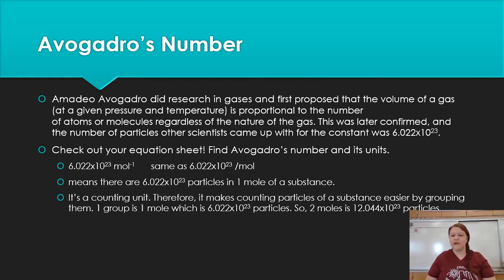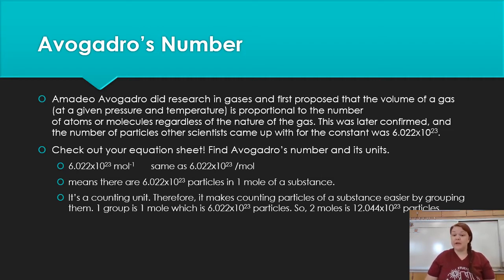So I could have helium there, or I could have carbon dioxide, or I could have methane gas. All of those, if I had a liter of it at the same temperature and same pressure, it would be the same number of particles. So this concept was later confirmed, and the number of particles that other scientists researched and calculated for this constant was 6.022 times 10 to the 23rd power. So that has been named Avogadro's number to give credit to the research that he did around this concept.